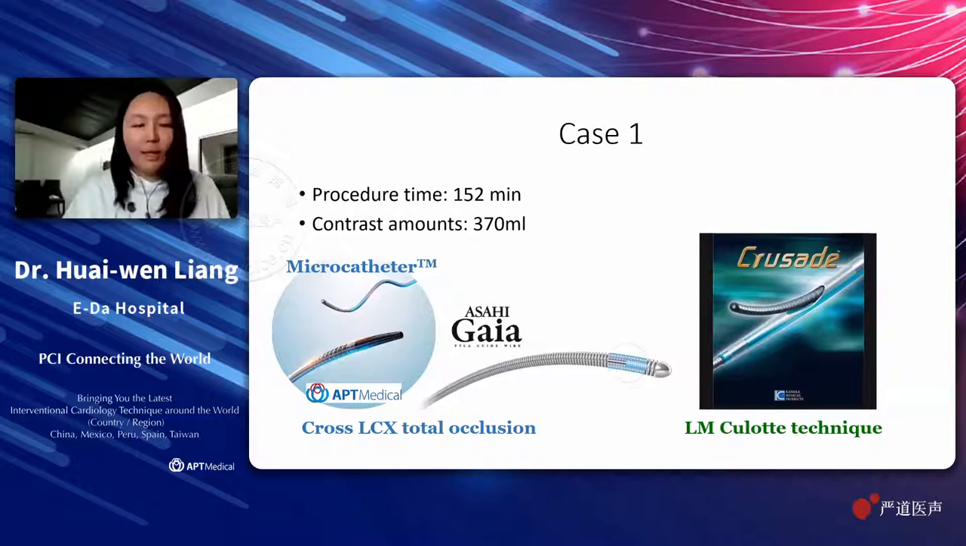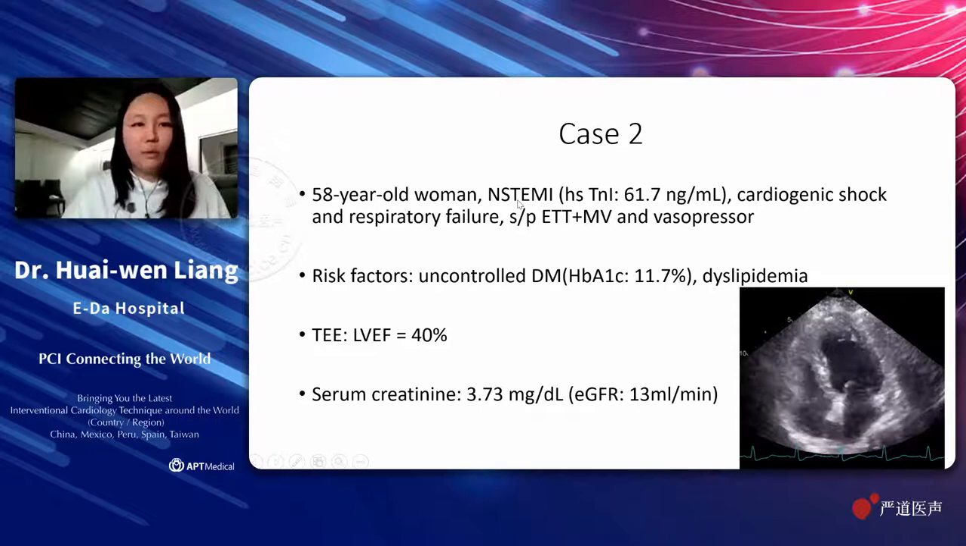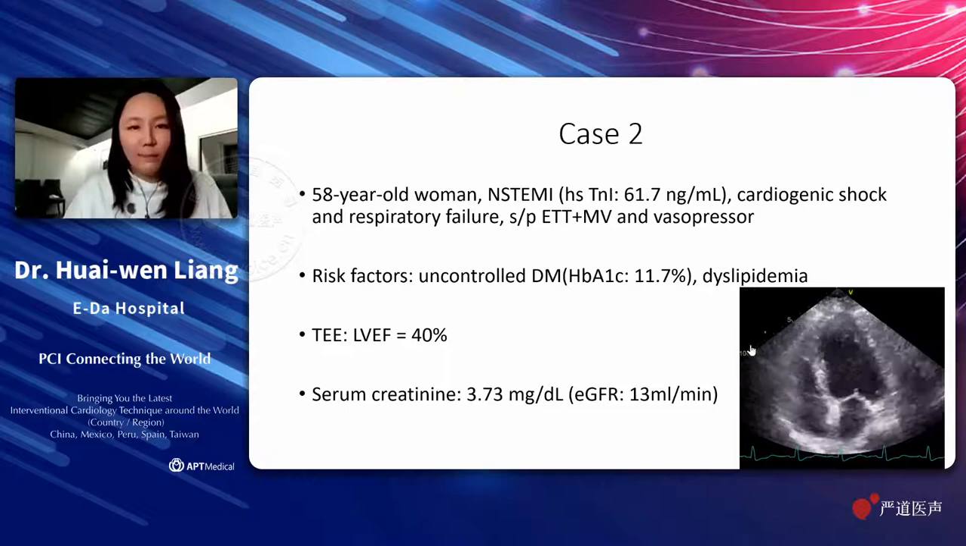And I'm happy to introduce the second case. This is a 58-year-old lady, admitted also with non-STEMI, but this patient came here with cardiogenic shock and respiratory failure. At initial admission, she was intubated and under vasopressor. From her echocardiogram, you can see her ejection fraction was around 40%.